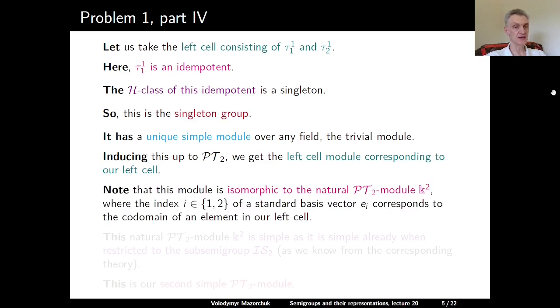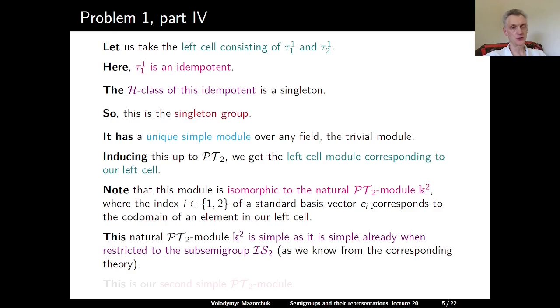Let us note that this left cell module is isomorphic to the natural PT2 module k^2. And under this isomorphism, the index i, an element of {1, 2}, of the standard basis vector e_i in k^2 corresponds to the codomain of an element in our left cell. So tau_11 corresponds to e_1 and tau_12 corresponds to e_2 under this isomorphism.